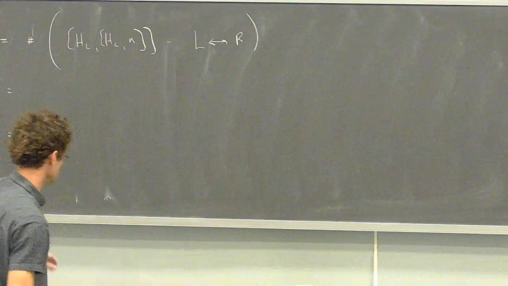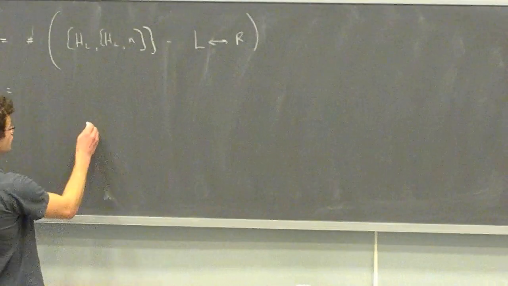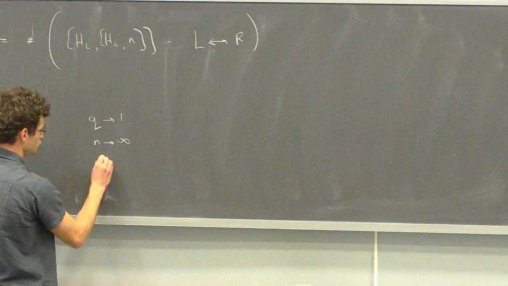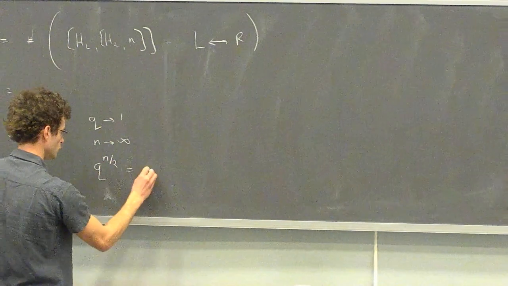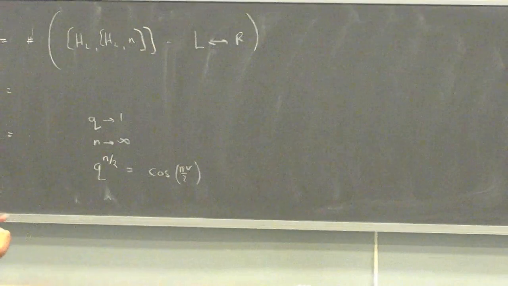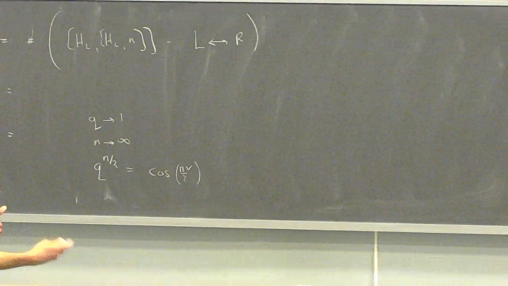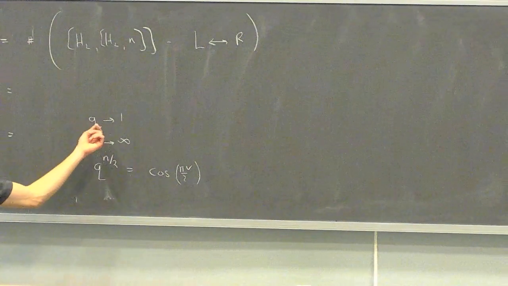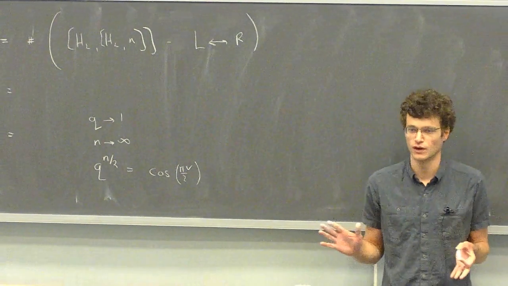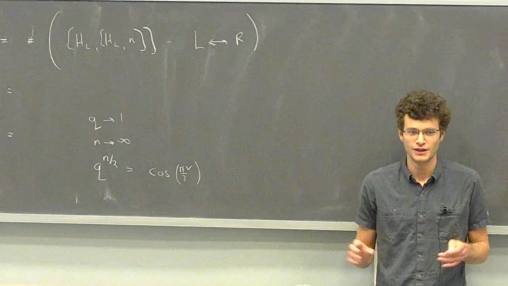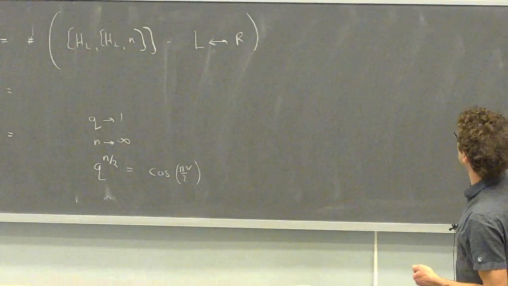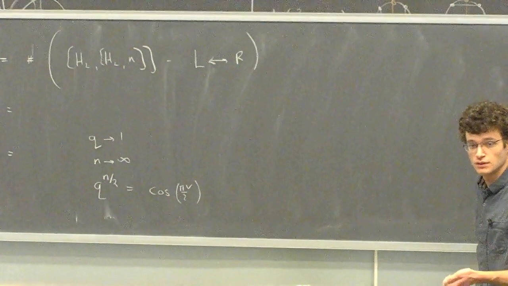Okay, let's do the following. There's a limit which we can take where we take q goes to 1, n goes to infinity, with q to the n over 2 equals cos pi v over 2 held fixed. So that's a limit where this continuous geometry, discrete geometry becomes continuous because n is being taken to infinity, q is being taken to 1. And in that limit, this weird nonlinear algebra actually becomes SL2R algebra. And we can ask how that SL2R algebra acts on the boundary.